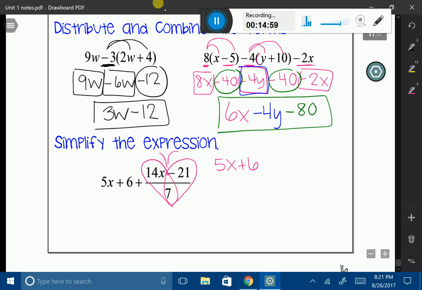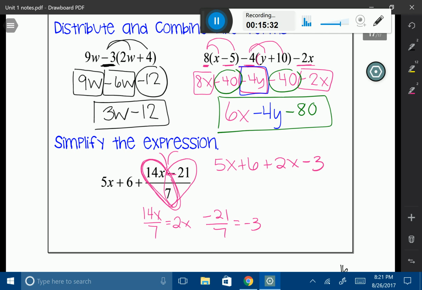I'm going to take this 14x and divide it by 7. So essentially I'm just breaking it into a piece like this. And when I do that, I'm going to get an answer of 2x. So that piece right there, that 14x divided by 7, that's just going to be 2x. And then my negative 21 divided by 7, well, that's just going to be negative 3. That's it. I'm going to write negative 3. That's how you simplify something like that.